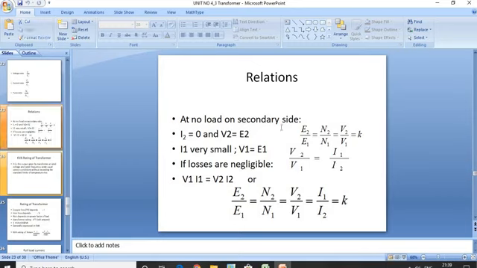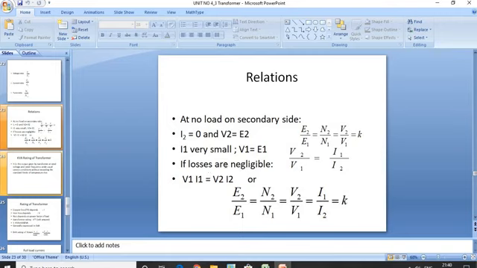Now the relations between all the quantities. Now first we are finding the relation between voltages. So for that I am considering the no load condition on the secondary side. No load condition on the secondary side means the secondary is open circuited. That means the secondary current is equal to 0, and in that case V2 is equal to E2. At the primary side also the current is very small, so the drop in V1 and E1 is same. So we get the relation E2 by E1 is equal to N2 by N1 is equal to V2 by V1 is equal to K.